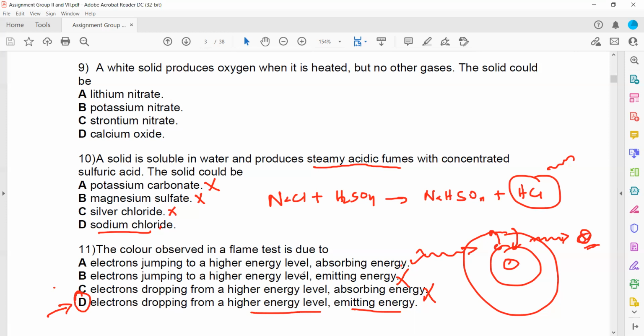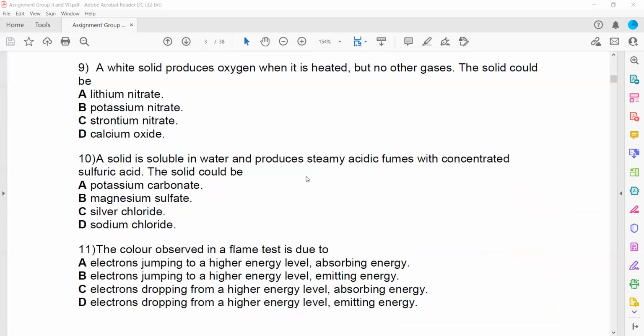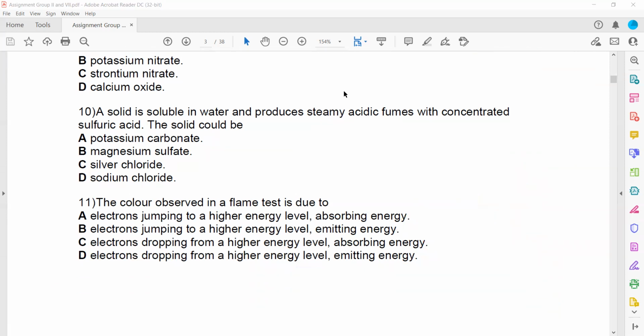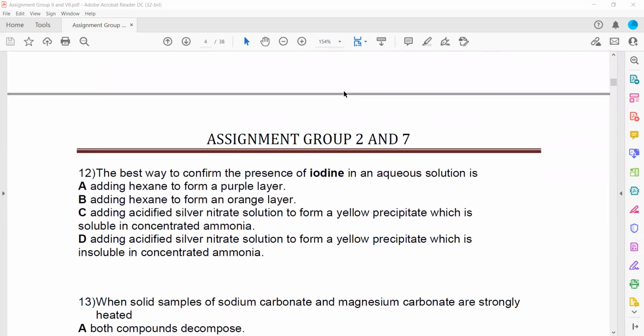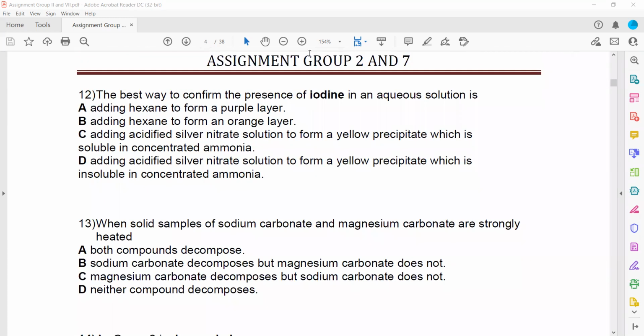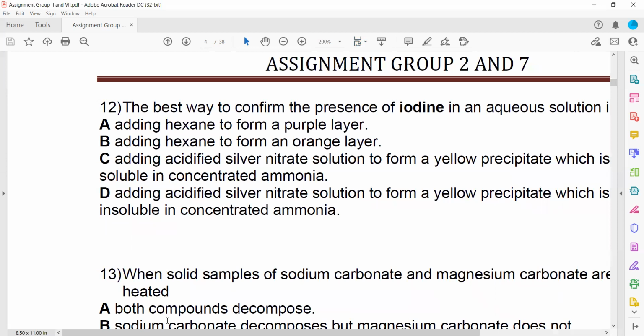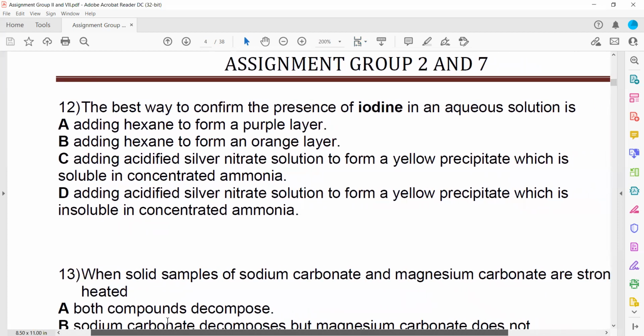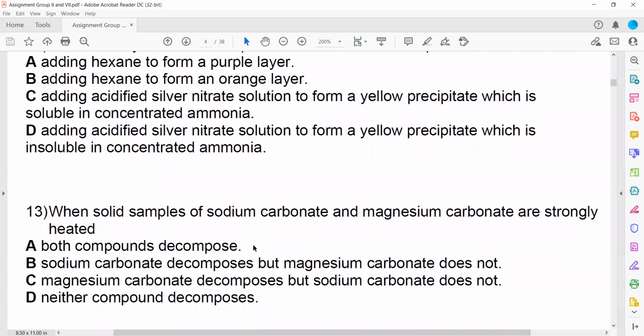So you will find even a structure question in which they ask you to explain why there is a flame color. You should write that the electron absorbs energy and jumps to a higher level. When the electron returns, it releases a characteristic color corresponding to that difference in the energy level.